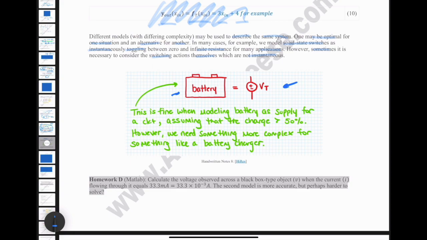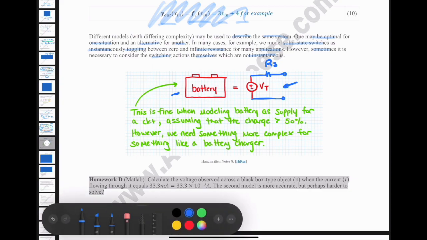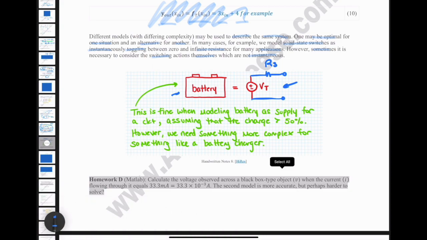If you remember one of the previous lectures, I used this to represent a battery, which is slightly more complex, including an internal resistance. Sometimes that's needed, sometimes it's not. Okay? So something like this is fine when modeling the battery as a supply for a circuit, assuming that the charge is greater than 50% and that the internal resistance is very small and or negligible.